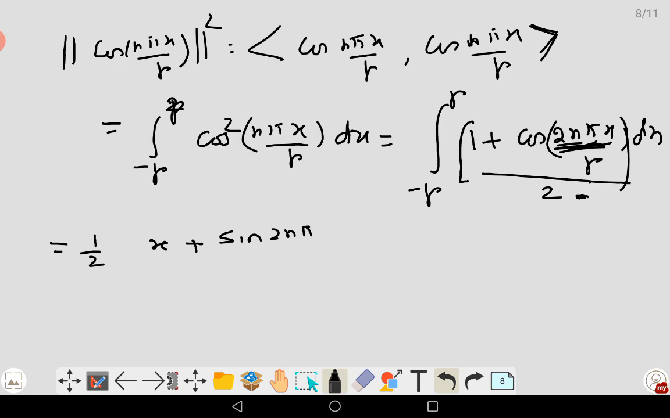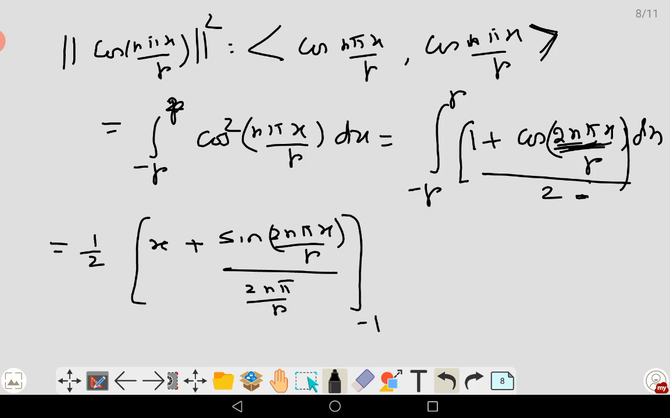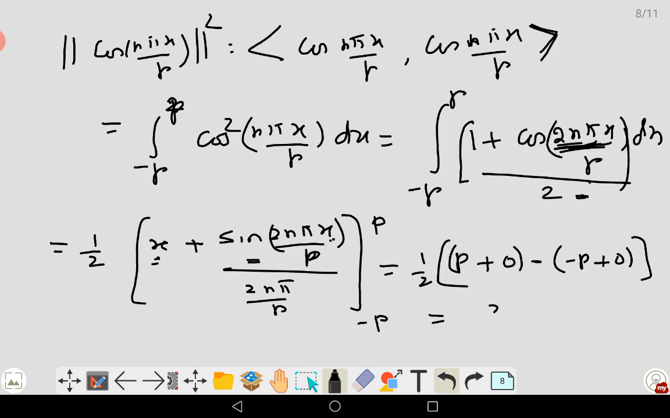Sine 2n pi x over p, divided by 2n pi over p, from negative p to p. It's not 0. Okay, substitute p for x, you will get p plus, here p will cancel with this p, therefore sine 2n pi will be 0. This is for upper limit, minus lower limit also again gives negative p here, and this term will be 0. So this is 2p over 2, which is p.